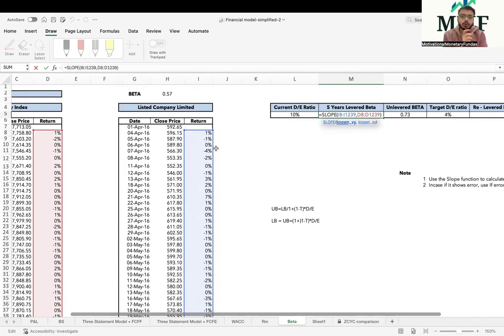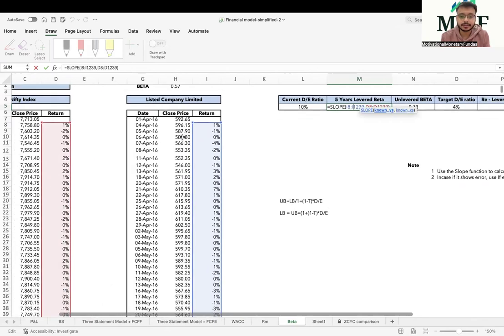Y is taken into account as the dependent variable, right? So I've taken the stock returns here, and in the x, that is your independent variable. So x is taken as the independent variable by Excel. So I've taken here the returns of the index.